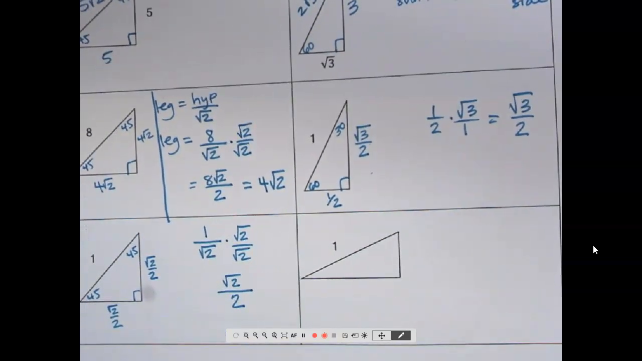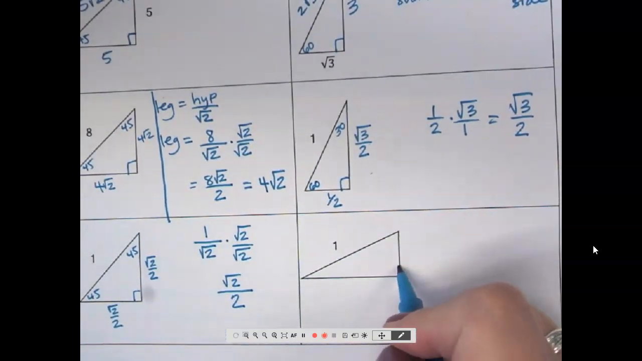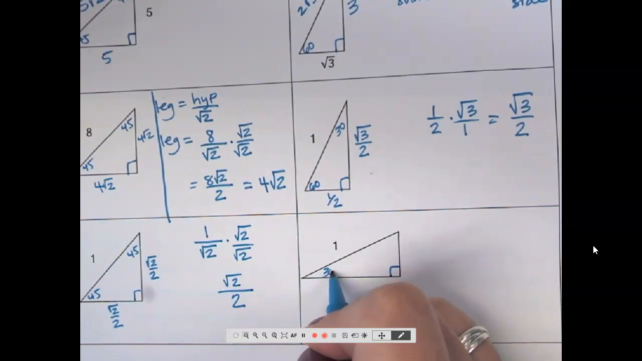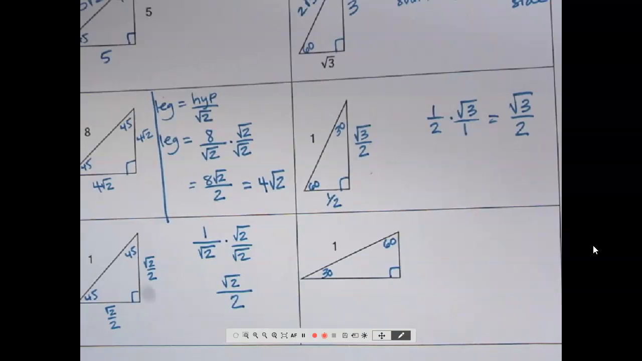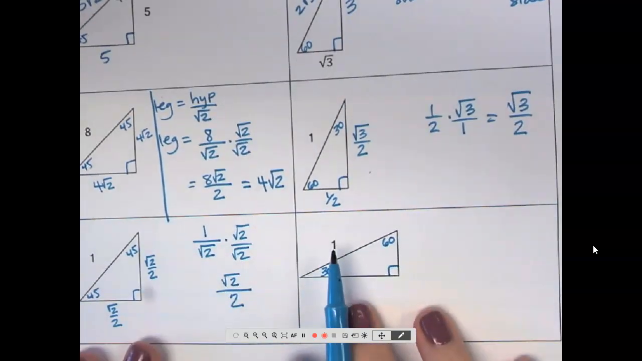Okay, well this one's not very different. I've just rearranged it so that the 30 is here and the 60 is up there. But the hypotenuse is still 1. Okay, so that's the longest side, the hypotenuse.